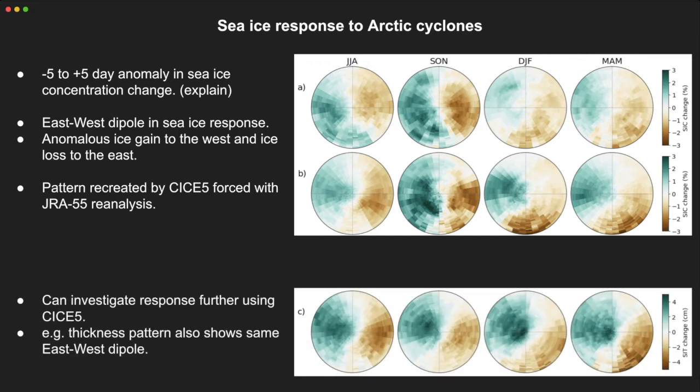For example, we can take the effects of cyclones on sea ice thickness from CICE5, and we get a very similar pattern to what we get for sea ice concentration. You get gain of sea ice thickness as well to the west of cyclones and loss to the east of cyclones.